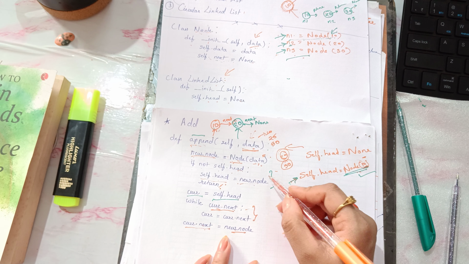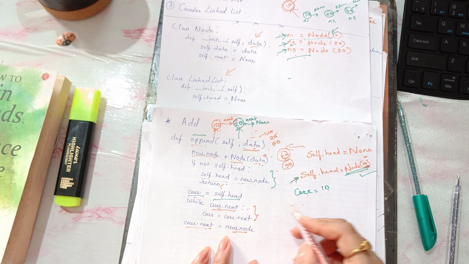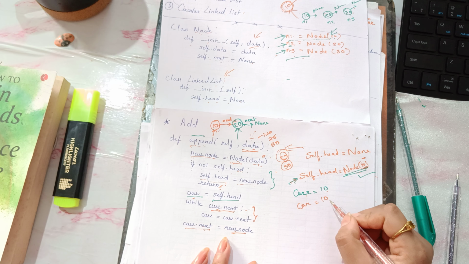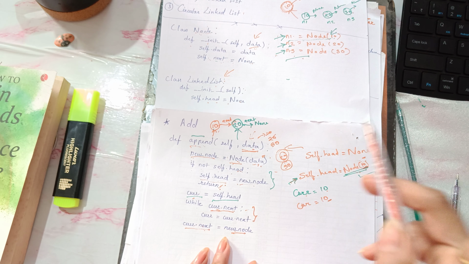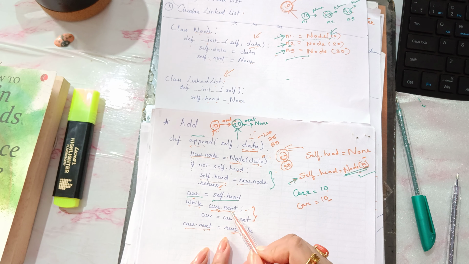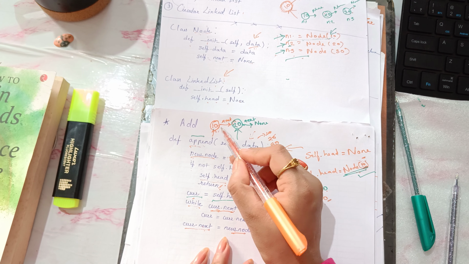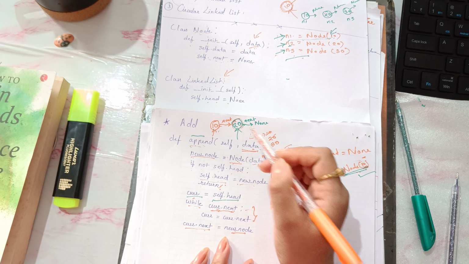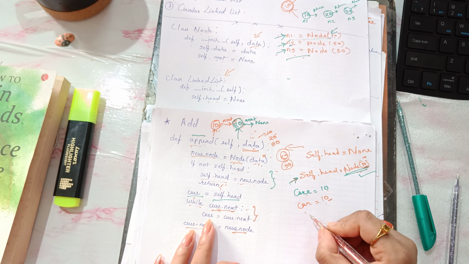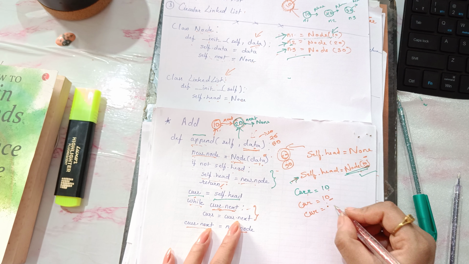Then it won't go inside this if, and our current pointer will be self.head, which is 10, because this is our head, and it will do while current.next is not none. Now for this head, current.next is 20, right? So this is not none. So we will update our current pointer. So current will be current.next, which is 20.